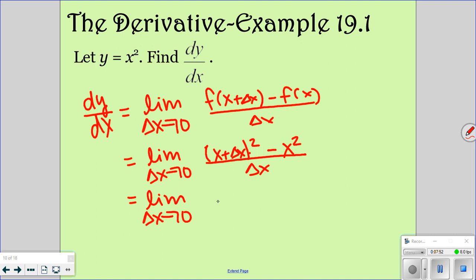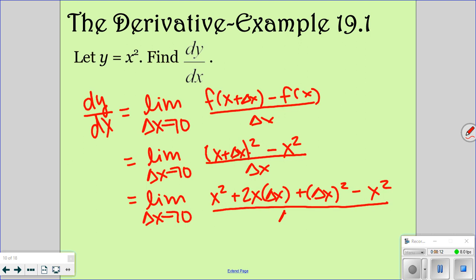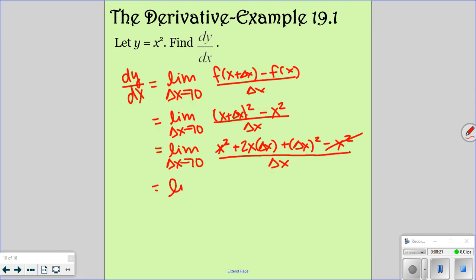We're going to start off by distributing. If you distribute, you're going to have x squared, and then you'll have 2x times (delta x). And I always put parentheses around the delta x because it's a different variable from x. And then plus (delta x) squared, minus x squared, all over delta x. From here, this x squared and this x squared are going to cancel. And so I'm going to have the limit as delta x approaches 0 of 2x delta x plus delta x squared all over delta x.